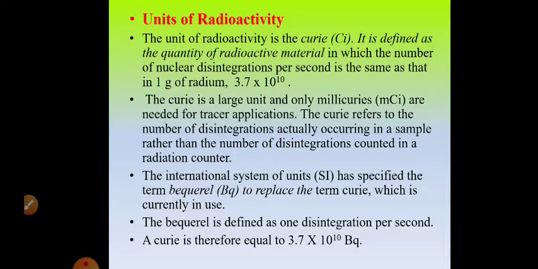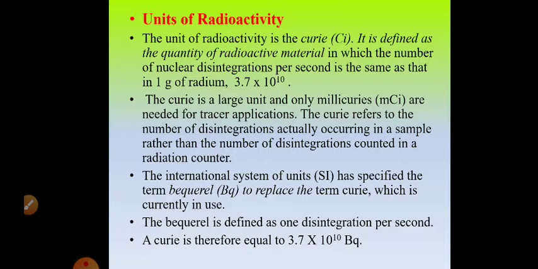Okay, now what are the different units of radioactivity? The unit of radioactivity is the Curie, represented by Ci. It is defined as the quantity of radioactive material in which the number of disintegrations per second is the same as that of 1 gram of radium, that is 3.7 x 10^10 disintegrations per second.